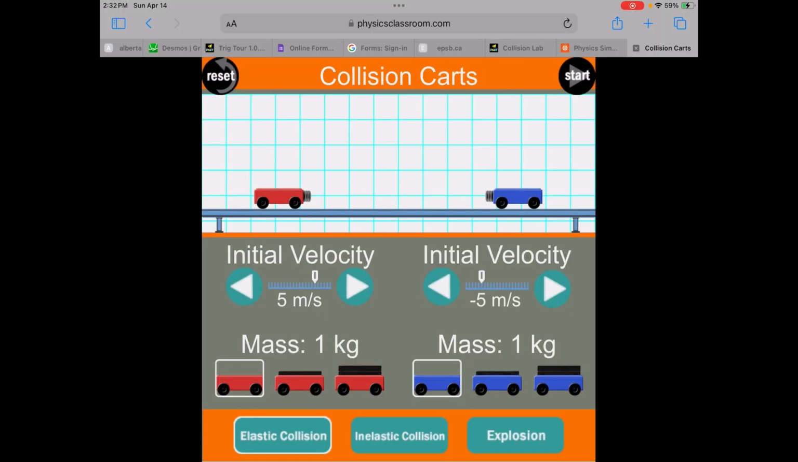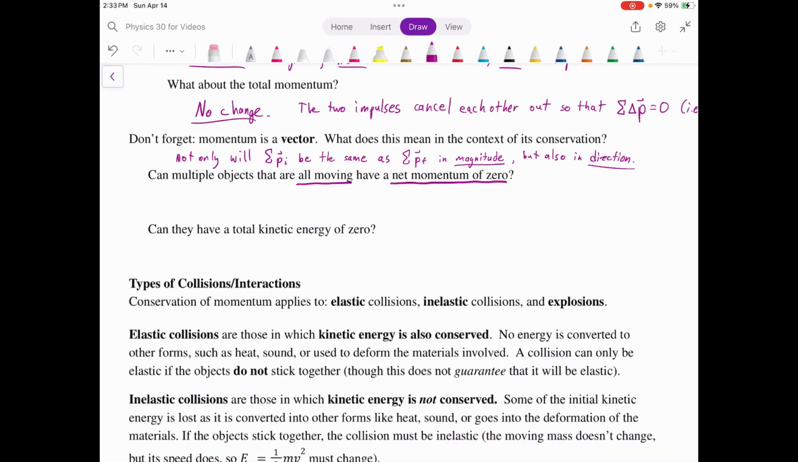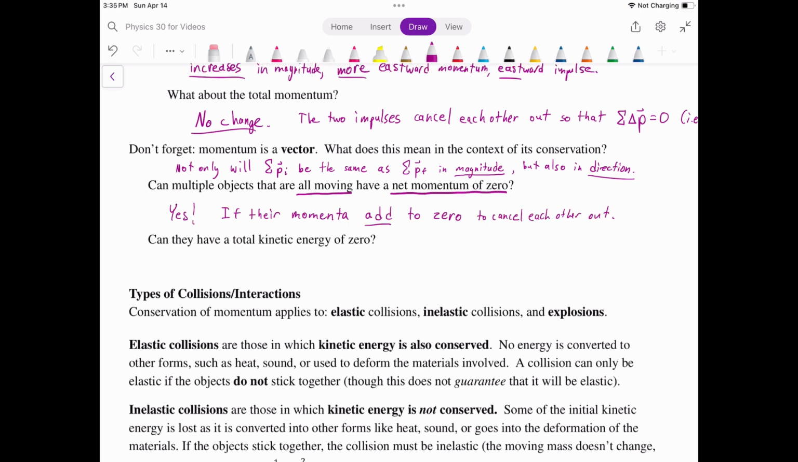Here are two objects, both moving, but their total momentum is 0 because they're the same size but in opposite directions, right? Positive 5 kilogram meters per second for the red, negative 5 kilogram meters per second for the blue. So, yes, two objects that are both moving can have a total momentum of 0 because momentum's a vector. And remember, for vectors, they can cancel each other out. The same magnitude in the opposite direction can cancel one out. So, yes, as long as their momenta add to 0, right? To cancel each other out.